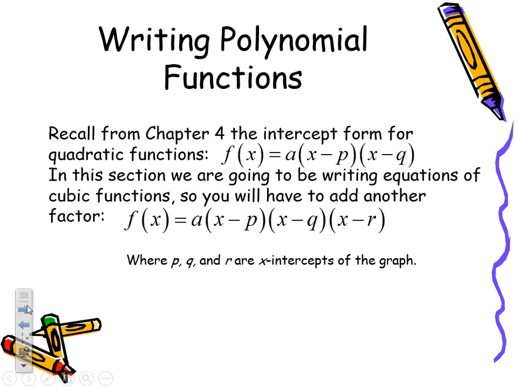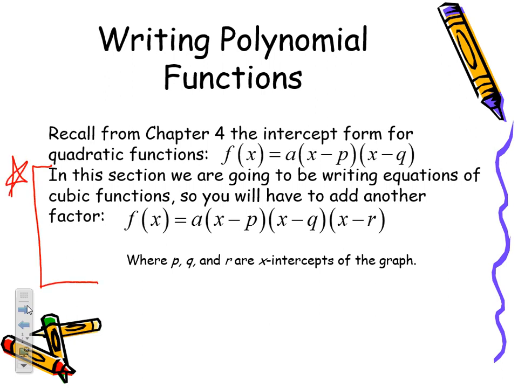If we call back to our last unit on intercept form with quadratic functions, we had f of x equals a times the quantity x minus p times the quantity x minus q. Now, this is what I need you to write down, you guys. From here down needs to be in your notes, okay?